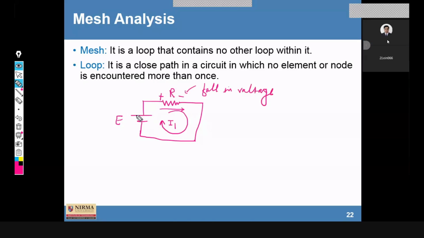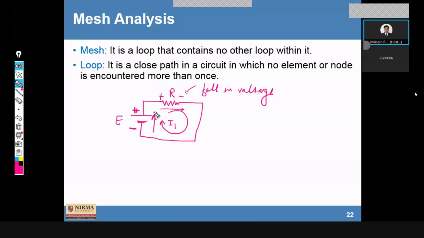And similarly, the polarity of the battery is independent of current direction. So we can identify the terminals like this. And here, if the direction of current is this and the polarity plus and minus is like this, then we consider it a rise in voltage. So with the help of this fall in voltage and rise in voltage, we will write the Kirchhoff's voltage law equations using mesh.